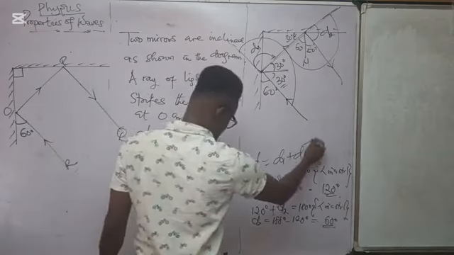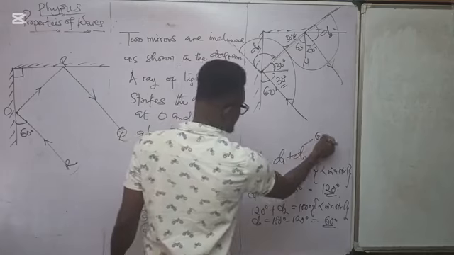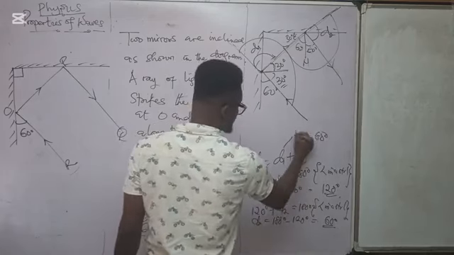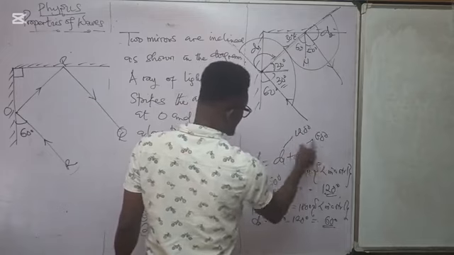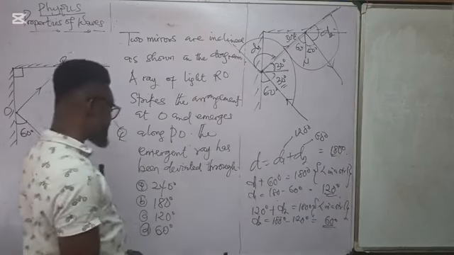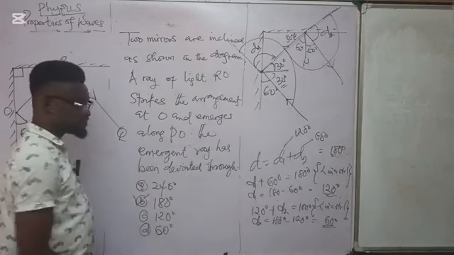Our d2 here, we have it to be 60 degrees, while our d1 here, we have it to be 120. So if you add both of them together, we are getting 180 degrees, which is the required answer. So the answer here is B.